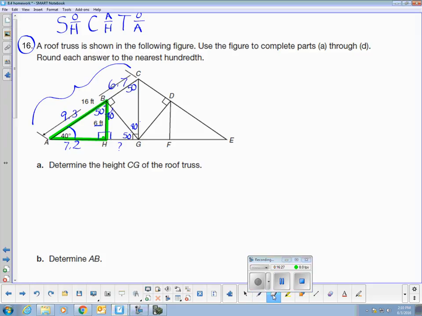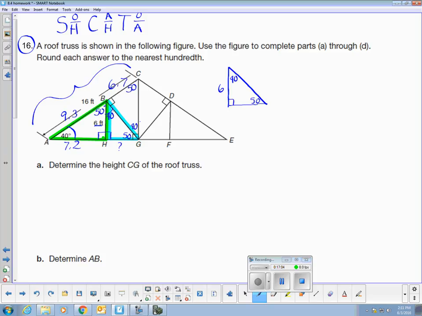And this time, we're going to take a look at this triangle right here. Let's use a different color. Okay, so in this right triangle, I'm just going to draw this right triangle over here so you can kind of see it. We have 50 degrees here, we have 40 degrees here, and this side is 6.